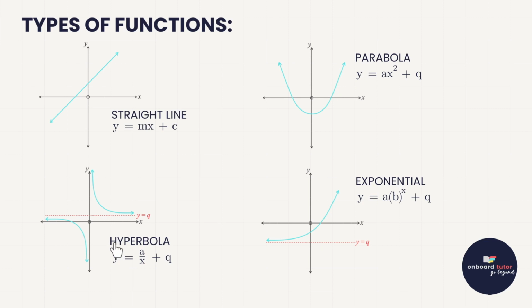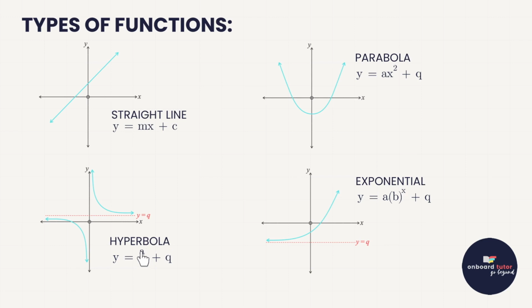Then we learned about the hyperbola. And the hyperbola's equation is y is equal to a over x plus q. And the q value there represents what is known as an asymptote, a line that the graph approaches but may never touch or never cross. The y-axis here is also an asymptote. So you'll see the graph gets very close to the axis, but it never intersects.